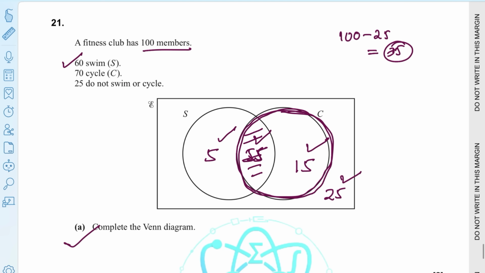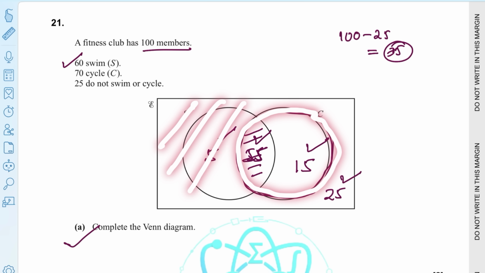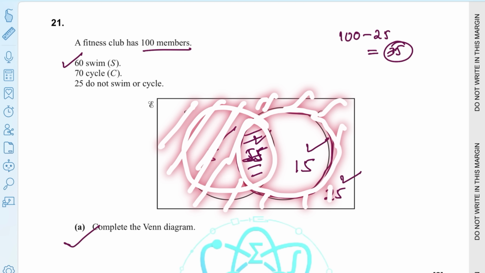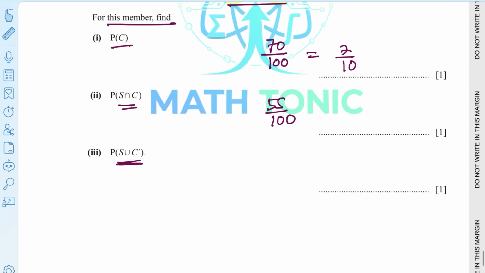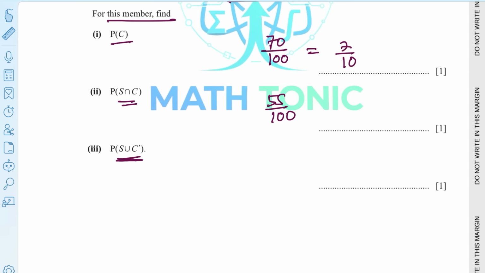Next, S union C complement. Try to understand and find this area. C complement means everything outside C, including S. Including S means this much. See, that means 5, 55, and 15. Are you getting it? Sorry, 5, 55, and 25. So 5 plus 25 plus 55 over 100. That means 85 over 100 will be the answer.